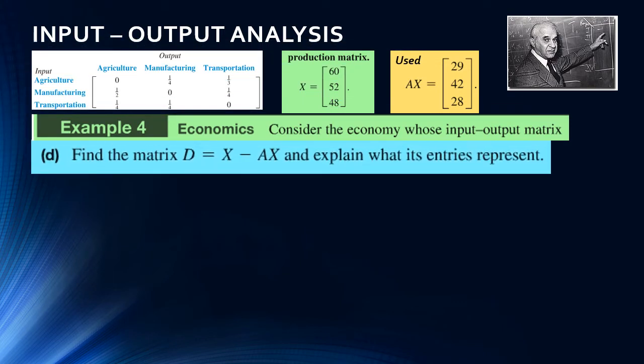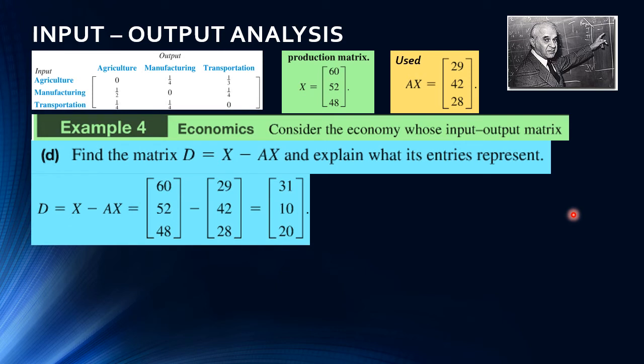Okay. Find the matrix D equals X minus AX and explain what its entries mean. So we've got X. You can put this all in as X minus AX. It might not be a bad idea for you to do that. Or you can simply do the subtraction for these two matrices that we found in the same problem previously. Okay, so our matrix D, when we do the subtraction of matrix X minus the product of matrix A times matrix X, gives us a column matrix of 31 units, 10 units, and 20 units. 31 agriculture, 10 manufacturing, and 20 transportation.